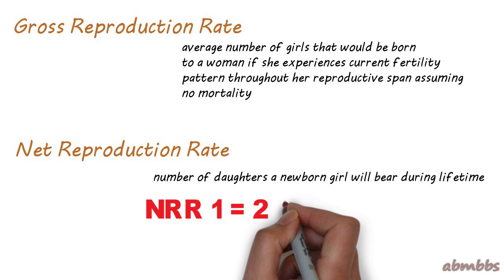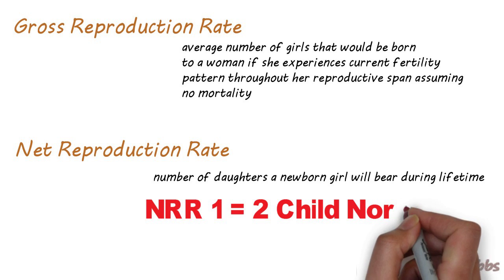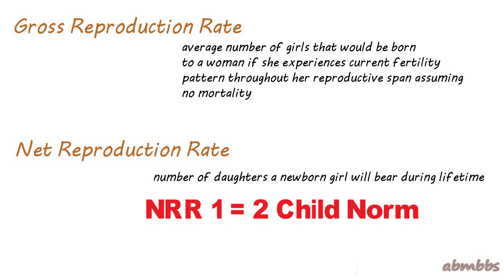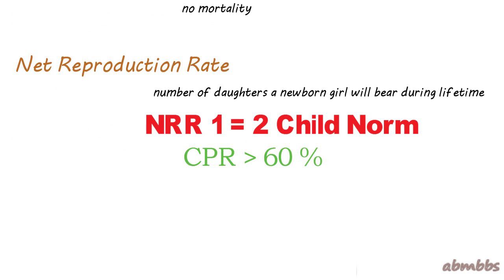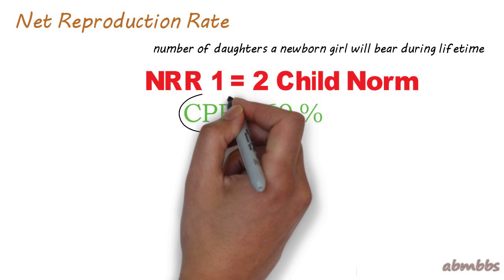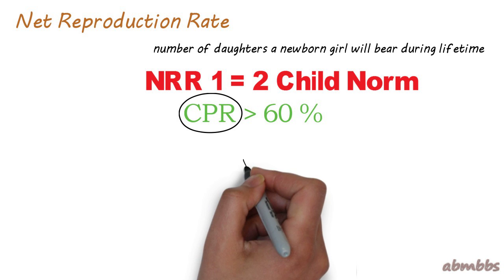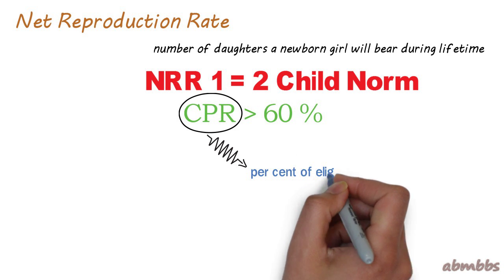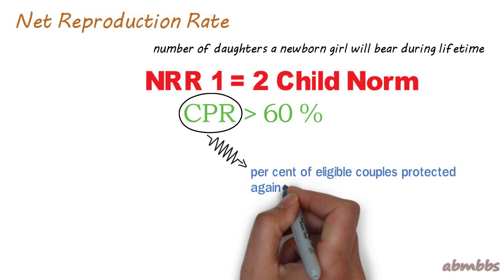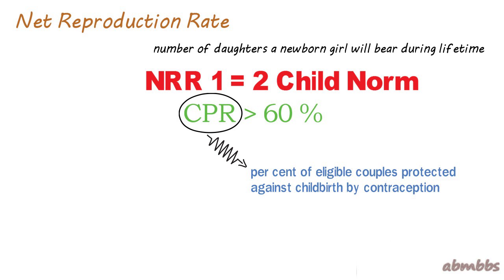Always remember, to achieve India's target of 2-child norm, net reproductive rate has to become 1. And net reproductive rate will become 1 when couple protection rate becomes at least 60%. So now you must be thinking, what is this couple protection rate? Well, it is the percent of eligible couples protected against childbirth by contraception.